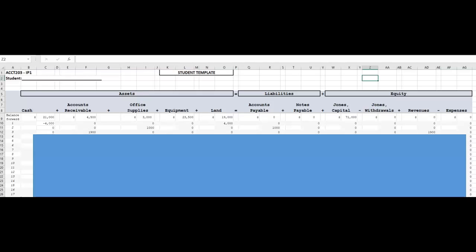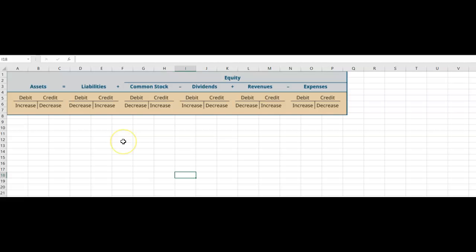ACCT203 IP1. Okay, I've got other videos available. There's one on debits and credits. I think you'll find that helpful. By the way, if you go to the second tab of this spreadsheet, you'll find the rules of debits and credits. Okay, these are the normal balances for each of these accounts.